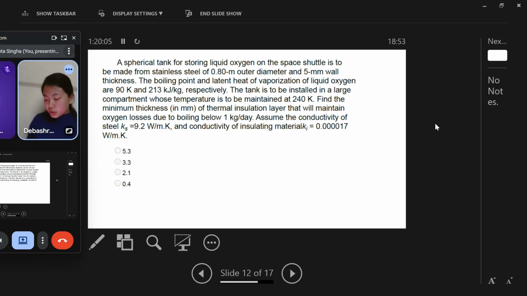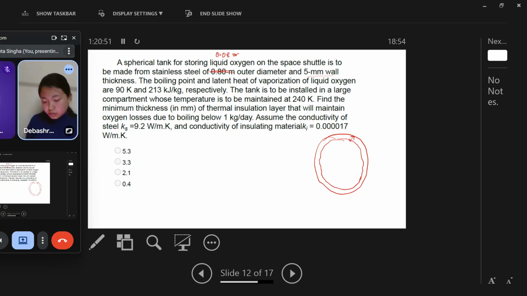Okay, a spherical tank for storing liquid oxygen on a space shuttle is to be made from stainless steel of 0.8, it's actually 0.08, just correct it, 0.08 meter outer diameter and 5 millimeter wall thickness. So what has it given? It's given a spherical tank. It has a thickness of 5 millimeter wall. This is not insulation thickness, but the thickness of the tank itself.